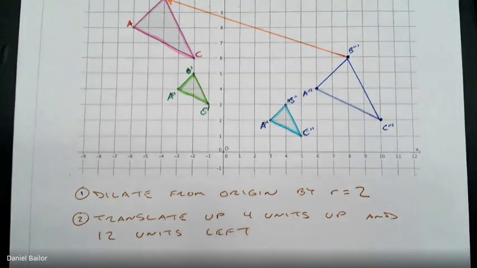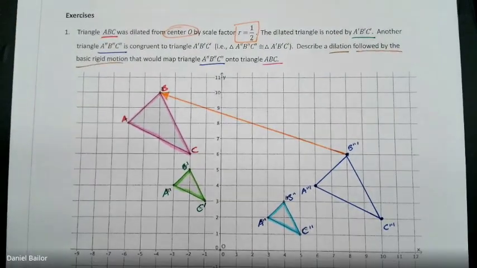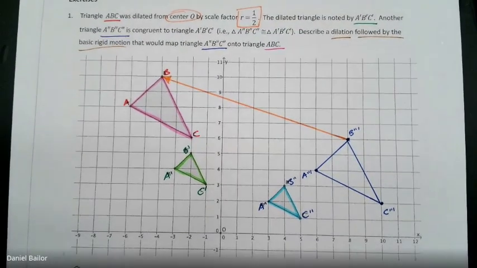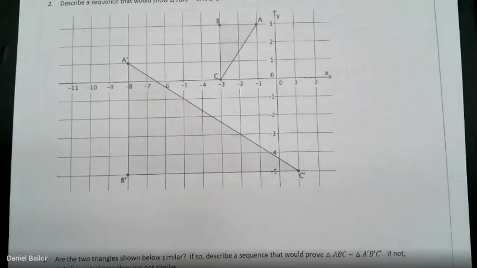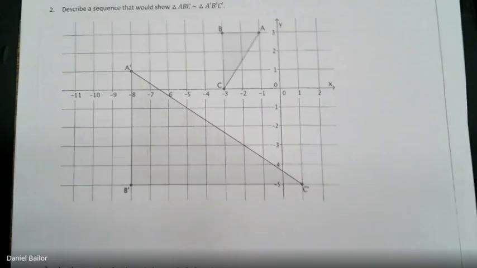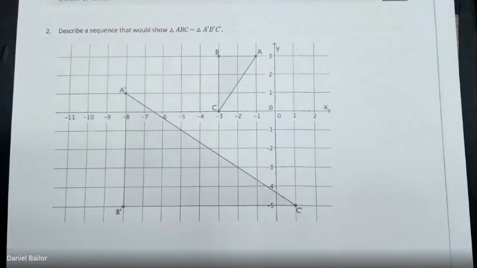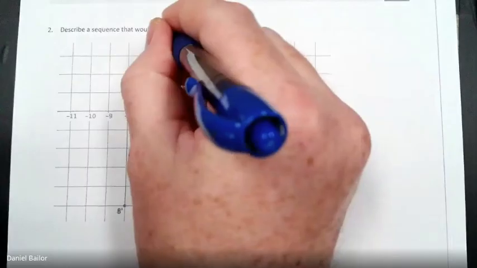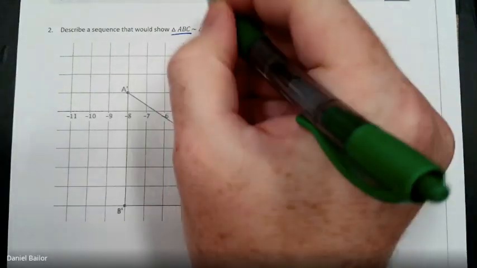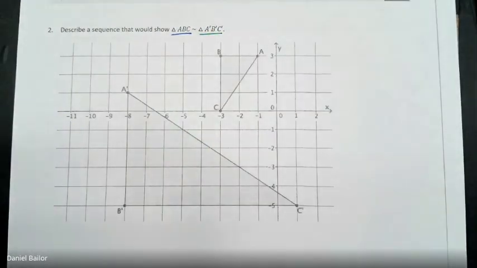Let's move on to exercise 2. Remember, if you need to go back and rewatch any of this, you can always pause the video, go back and watch it again. But I'm going to keep moving on to exercise 2 on page 85. So exercise 2 on page 85, we have two triangles, and it's saying describe a sequence that would show ABC is similar to triangle A prime, B prime, C prime.